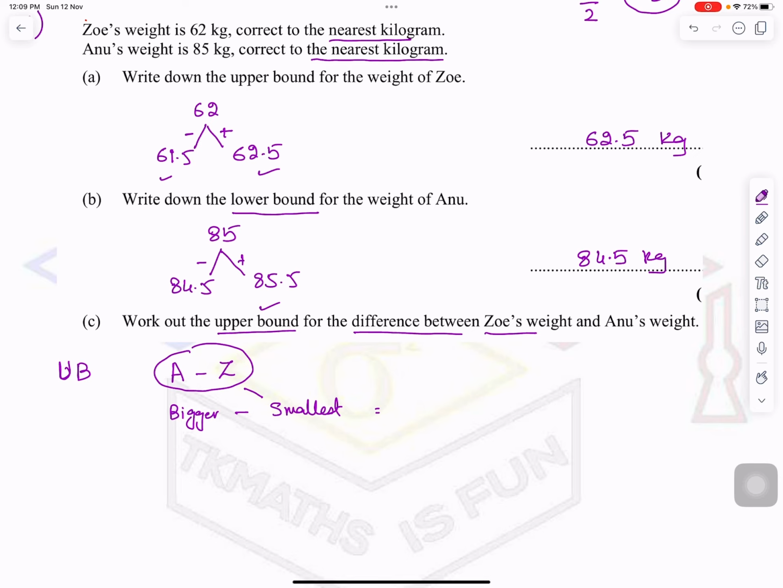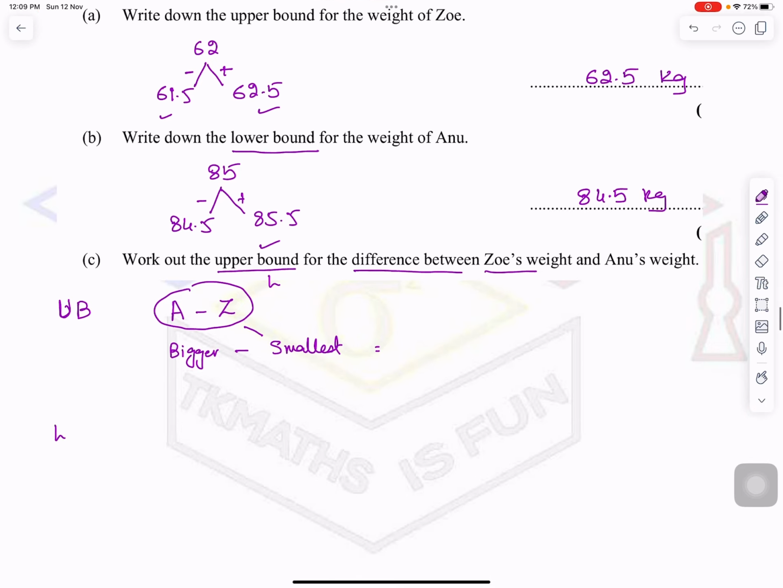If the same question was saying work out the lower bound for the difference, this is extra I'm explaining here, then I would have taken the difference by keeping Anu's weight smallest and Zoo's weight largest or biggest. Because small minus big will give me a small answer overall, right?